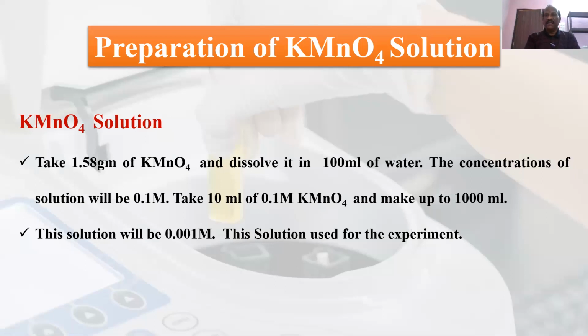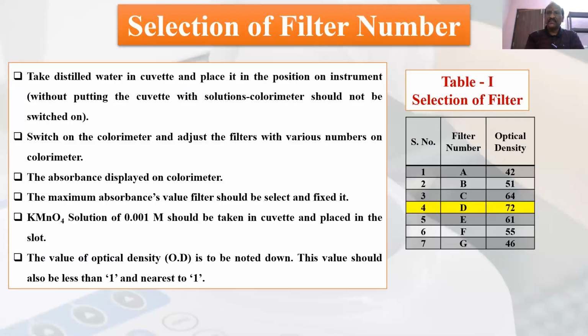Before doing the experiment, first we will select the filter. That is very, very important. Already I told you one knob is there, the black knob. If you rotate it, the filter will be changed. How we can select the filter is very, very important.